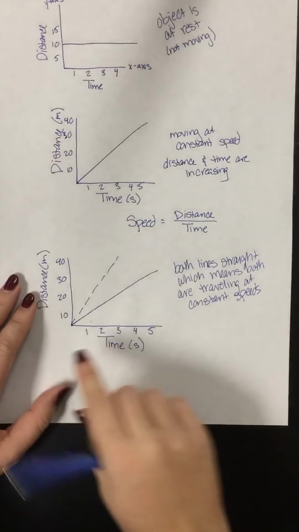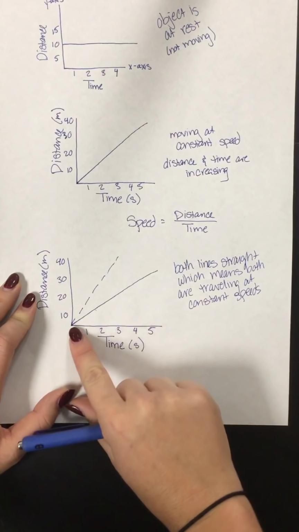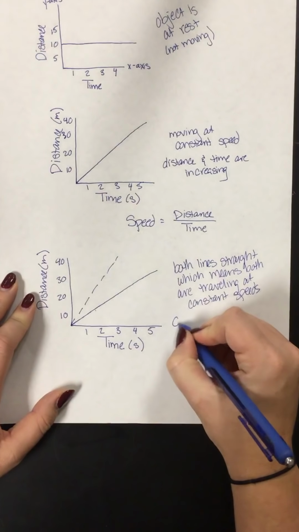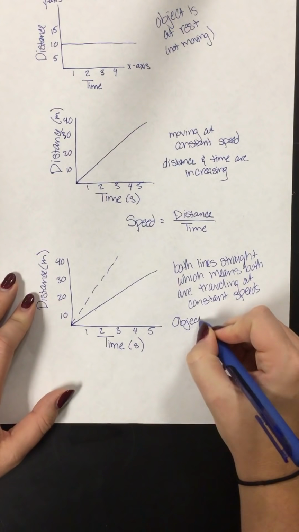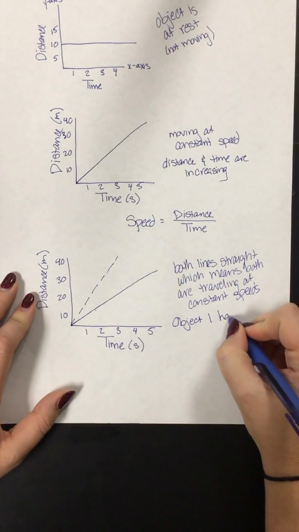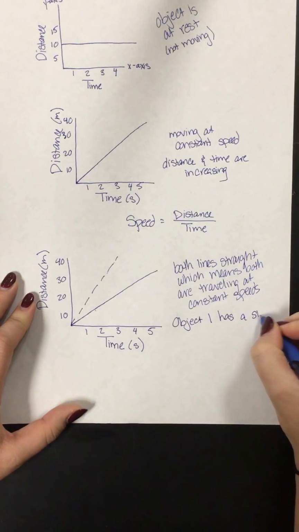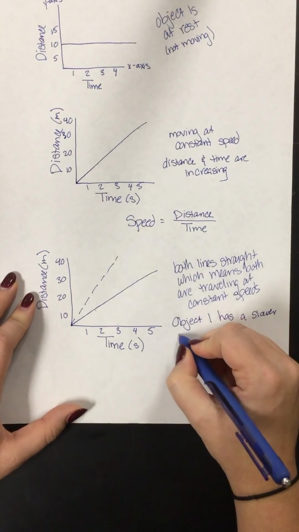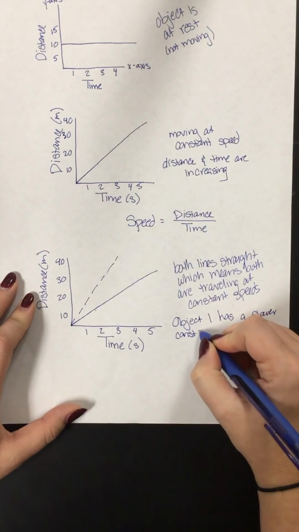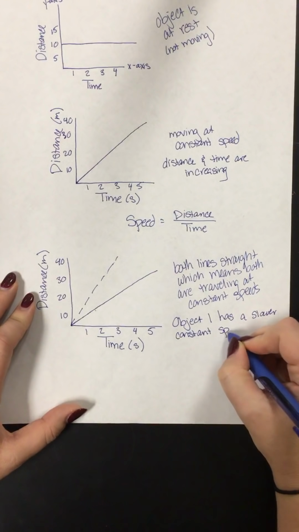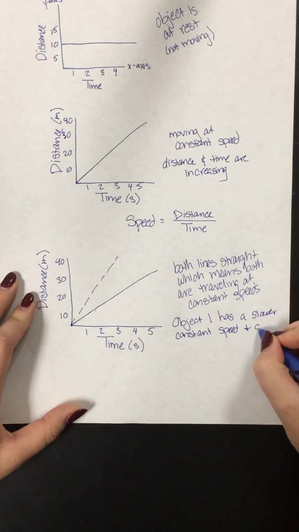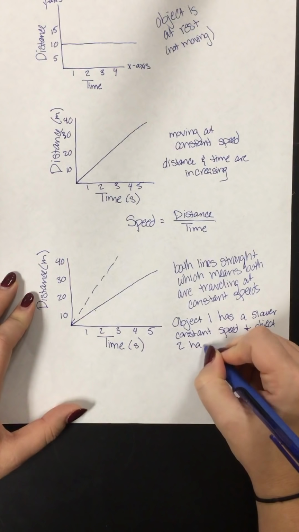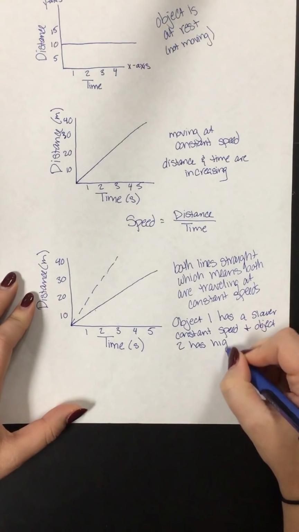But because the incline of object 2 is steeper, we know that object 1 has a slower constant speed, and object 2 has a higher constant speed.